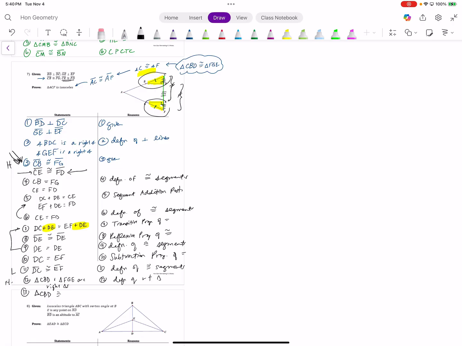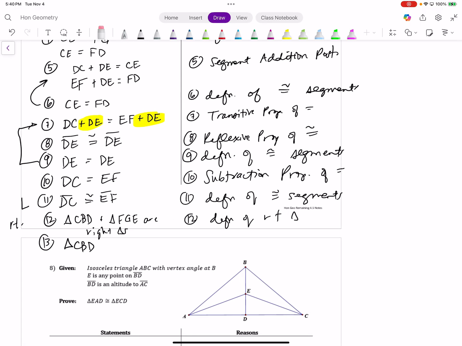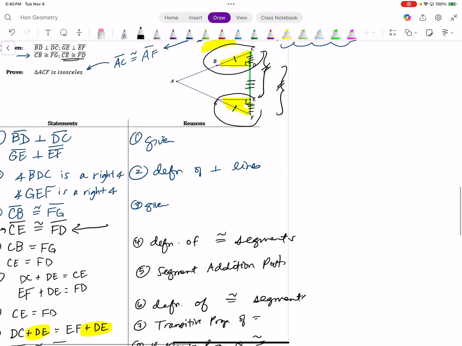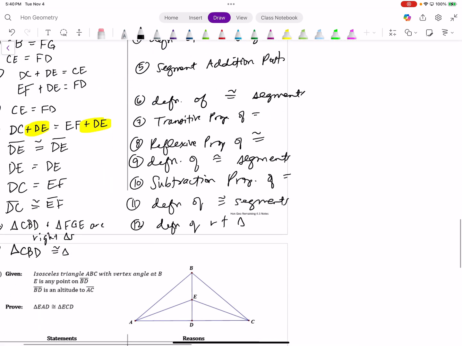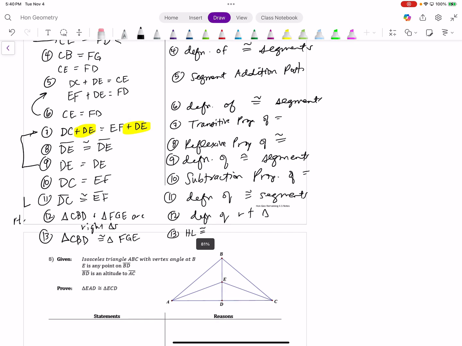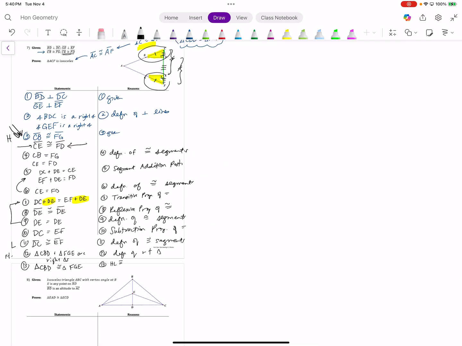Okay, I did CBD, so FGE, yep. That doesn't even look like a congruency symbol. I'm trying to shove it in here so much. It's congruent. Triangle CBD, FGE. Oh my gosh. Come on, pen. Because of hypotenuse leg, that makes angle C congruent to angle F.